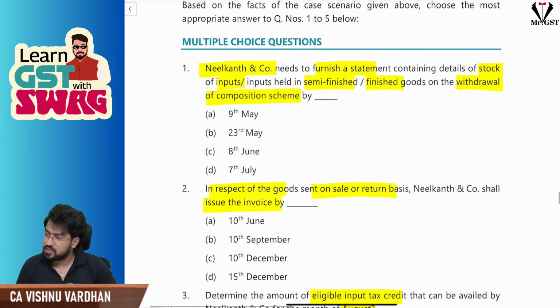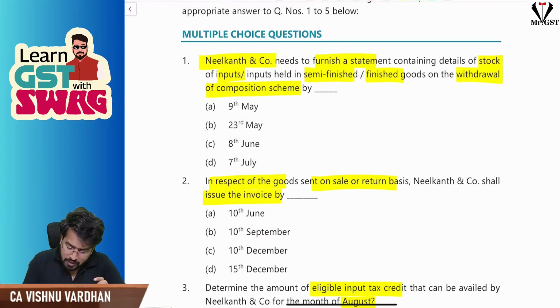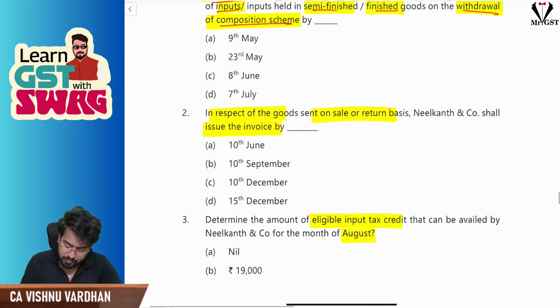So let us go to the questions. Neelakant & Co. has to furnish a statement of stock of inputs, semi-finished, finished goods, all that, because it is withdrawing from the composition scheme. By what date? Next, in respect of goods sent for sale on approval basis, what is the deadline to issue the invoice?